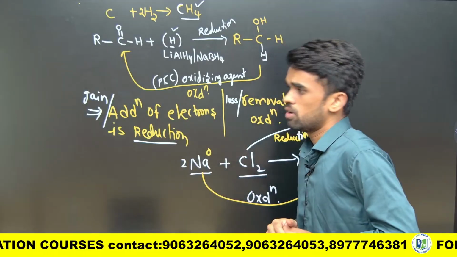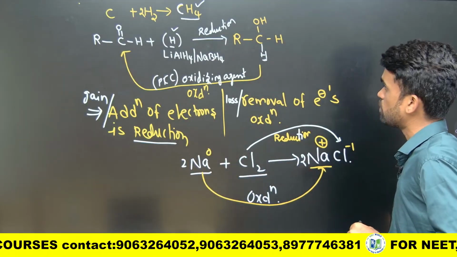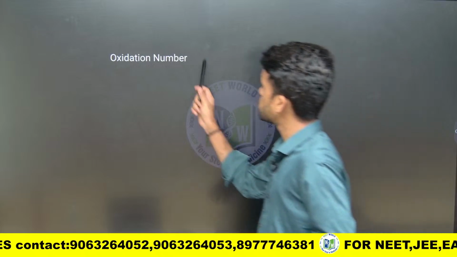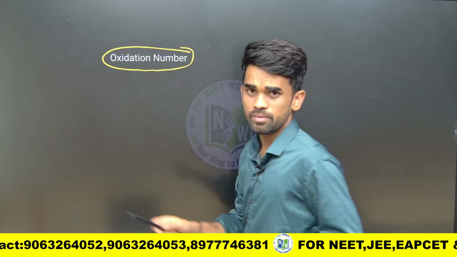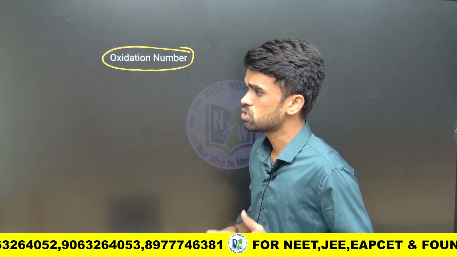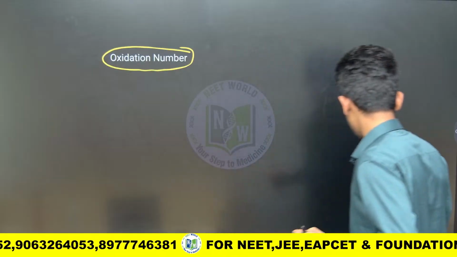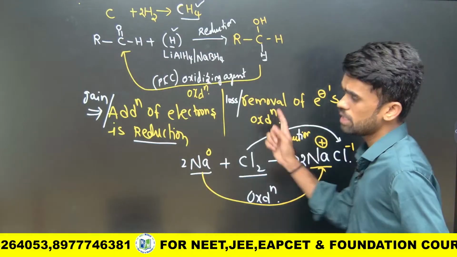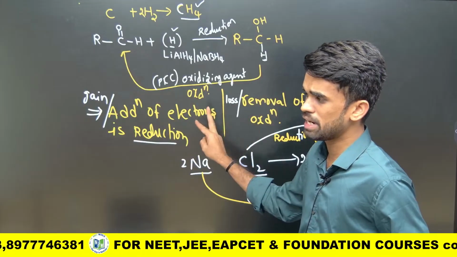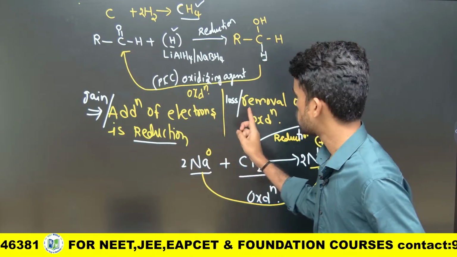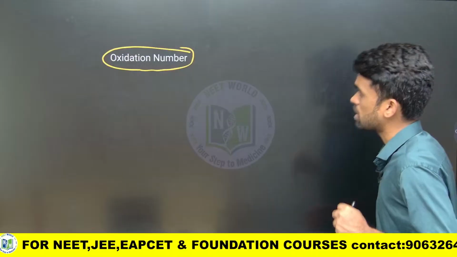Now what is the next thing that we need to know here? We need to know about oxidation number. What exactly is oxidation number and why do we need to study it? You have studied what is meant by reduction and oxidation, right? Oxidation means loss of electrons, you are saying now.